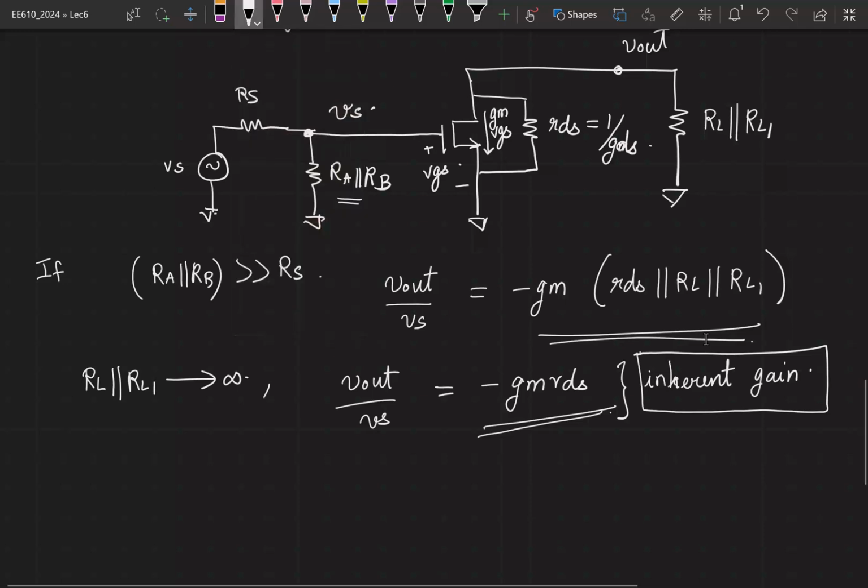Which is why sometimes when you want a very, very large gain, a single stage amplifier will not be sufficient. You'll have to cascade multiple stages because a single stage can at max give you GM times RDS.